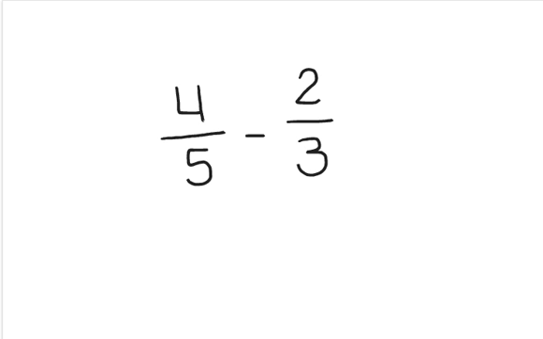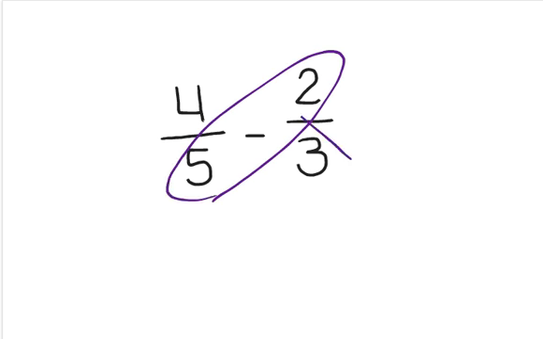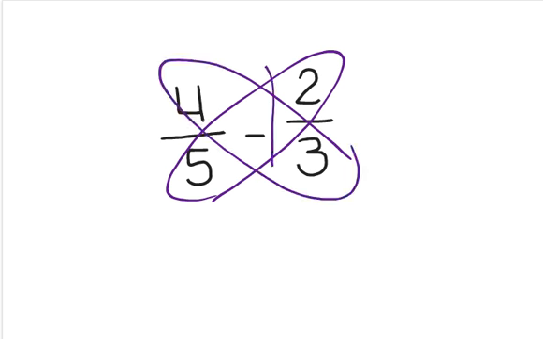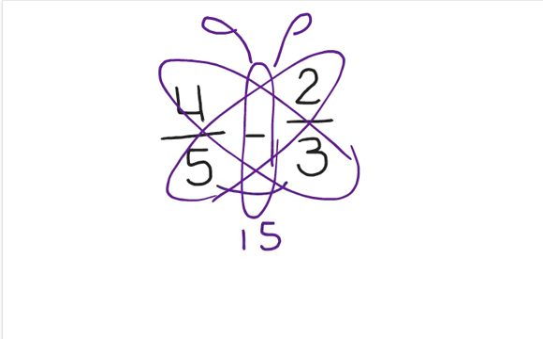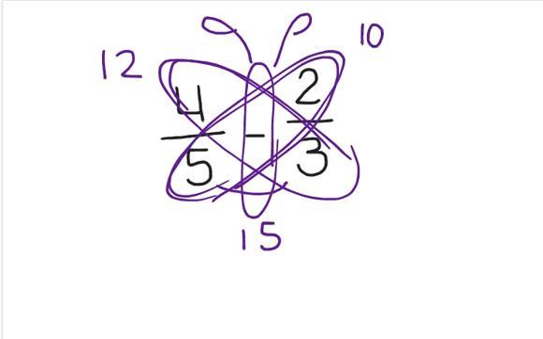It works basically the same way when you're subtracting. Again, we're going to have our wings, the body, and the antennae. We have 5 times 3, which is 15. Next, cross multiplication. 4 times 3 is 12. 5 times 2 is 10.